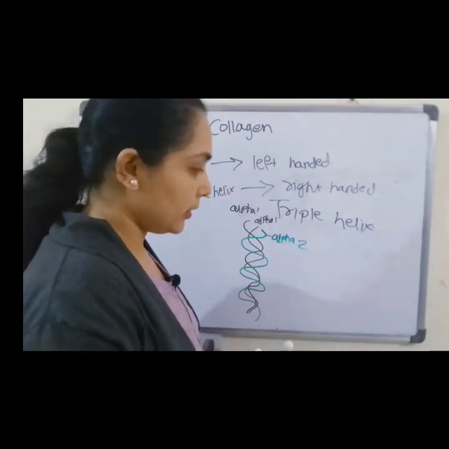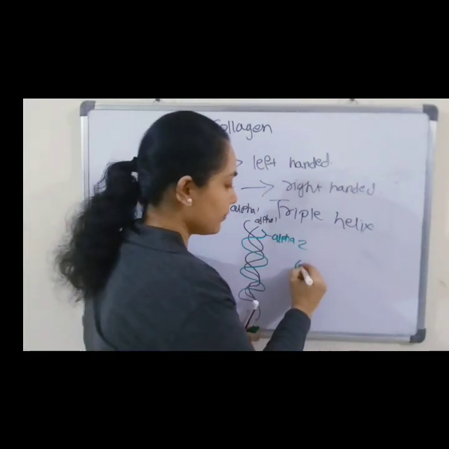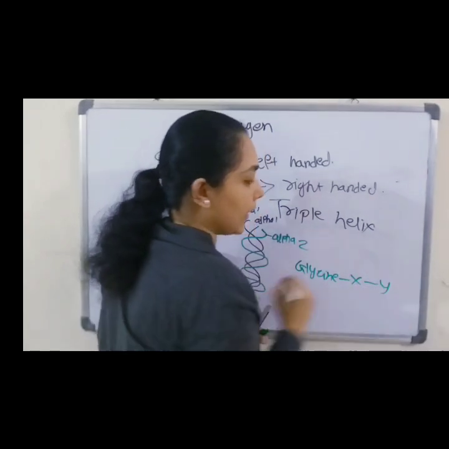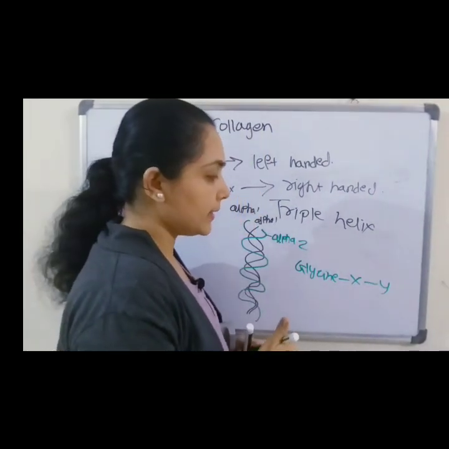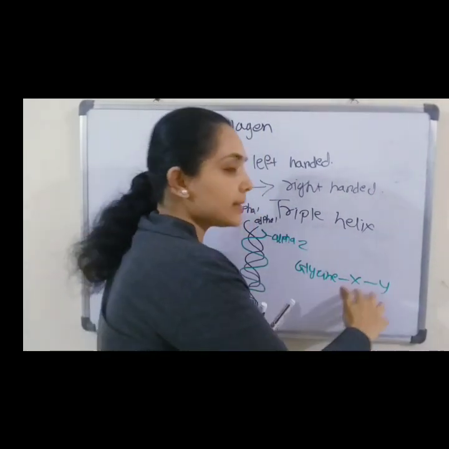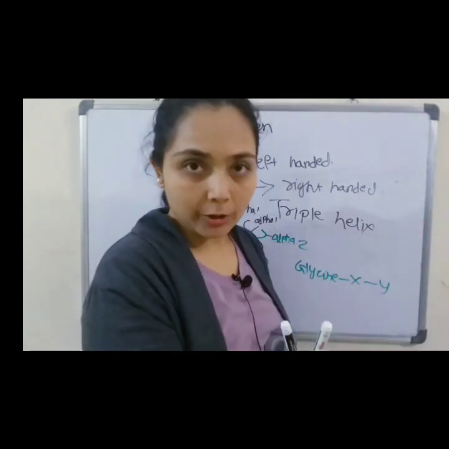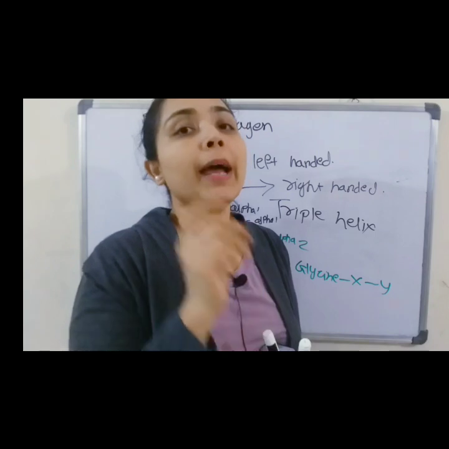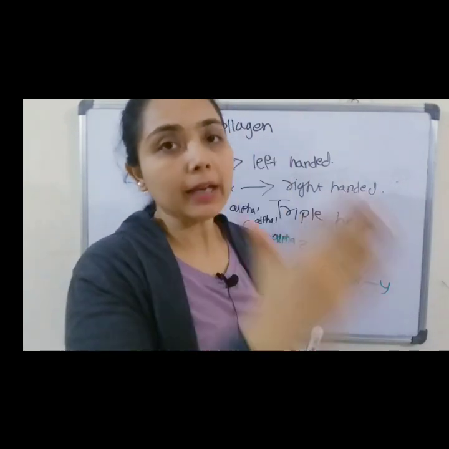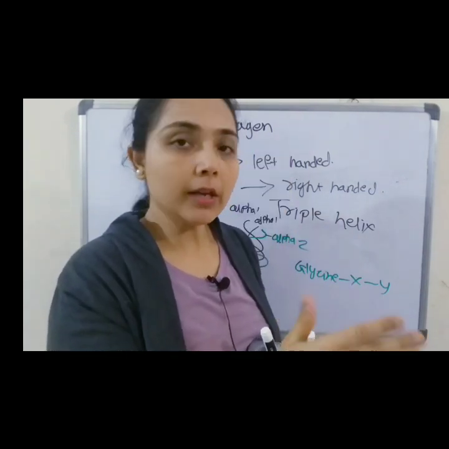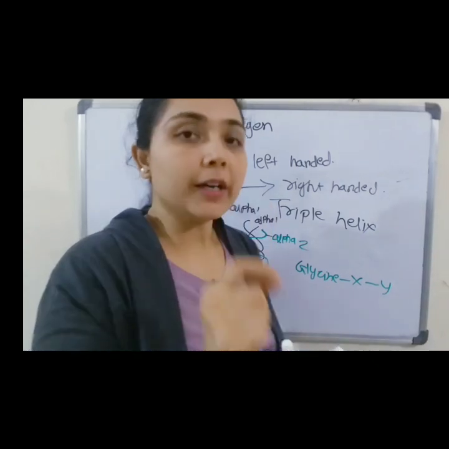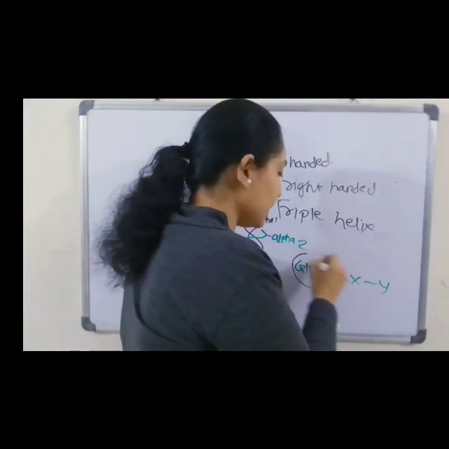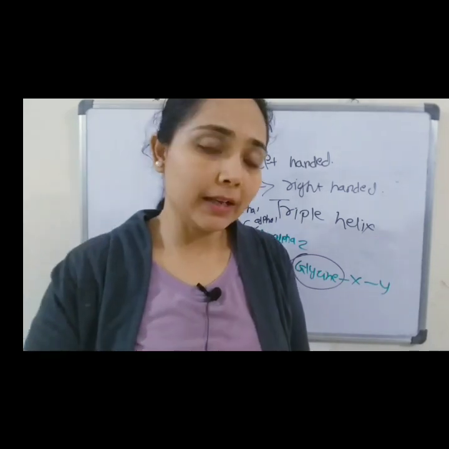The amino acids present are mostly glycine-X-Y, where X and Y can be any other amino acid, but most often they are proline and hydroxyproline, and less often lysine and hydroxylysine. But every third amino acid is always glycine, meaning glycine is compulsorily present in the collagen triple helix.